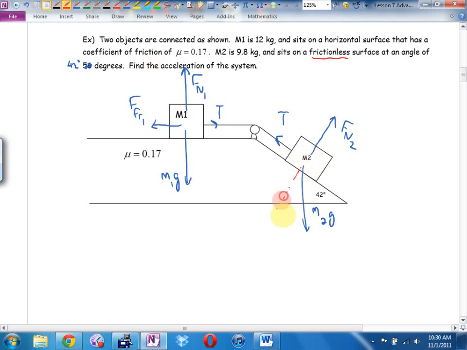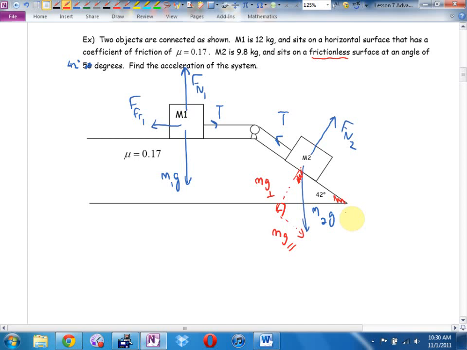Mg perpendicular and mg parallel, where this angle here and this angle here are 42 degrees. Who's winning? Now this is tougher. What we're going to do is walk along the rope, which is level for the first part and angled for the second part. Sorry, angled this way for you guys, for the second part.